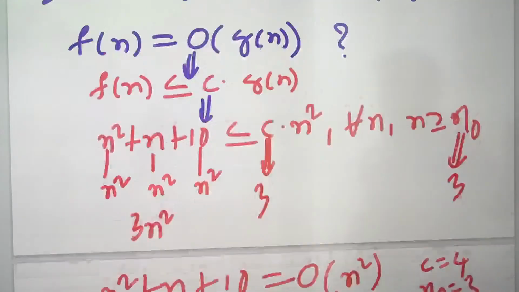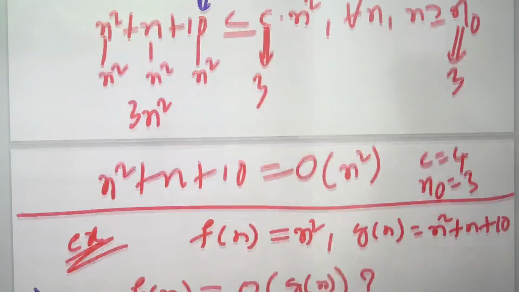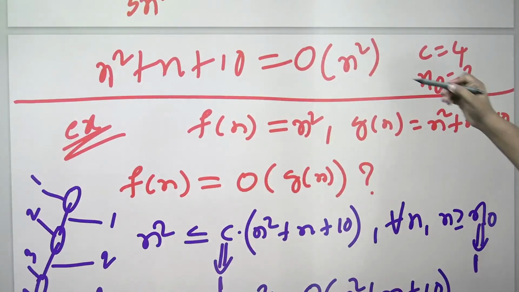So I tried c value 3. Comparing, the right will be bigger or equal for all n where n is greater than or equal to n0, and n0 value is 3. From 3 onwards, this relation holds good. Because of that reason, I am able to satisfy: n square plus n plus 10 is big O of n square, with c value 4, n0 value 3.